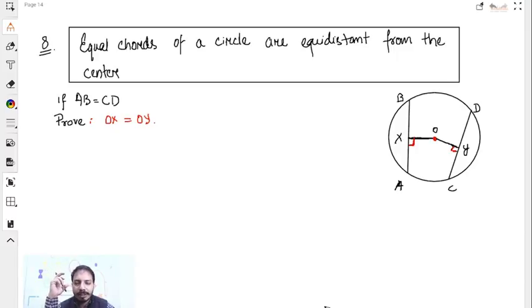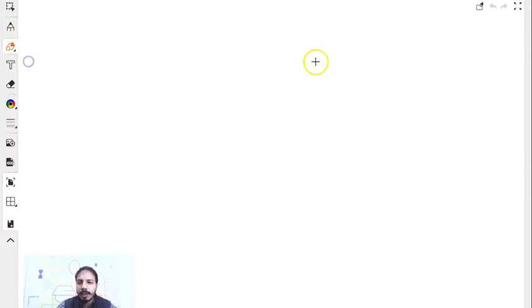Equal chords of a circle. If I have two equal chords, they are equidistant from the center. Equidistant from the center means if I draw a perpendicular to the chord from the center, this length OX and this length OY will be equal. Let me draw it once more so that you get the clarity.